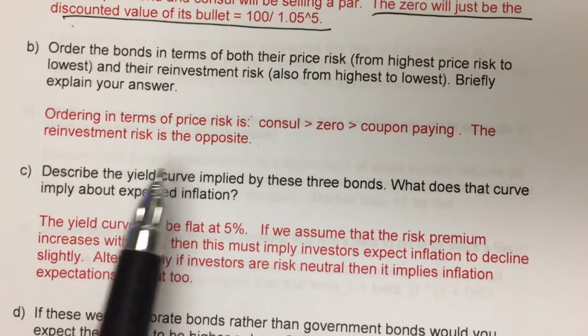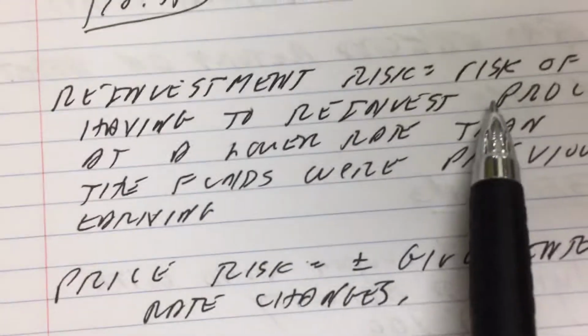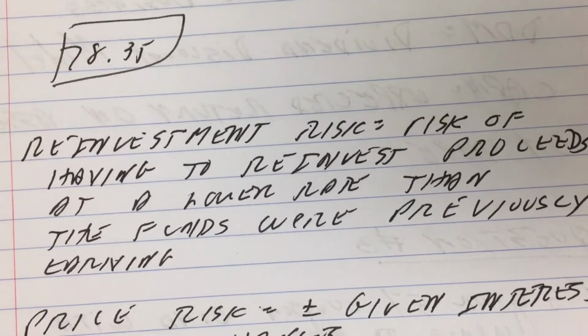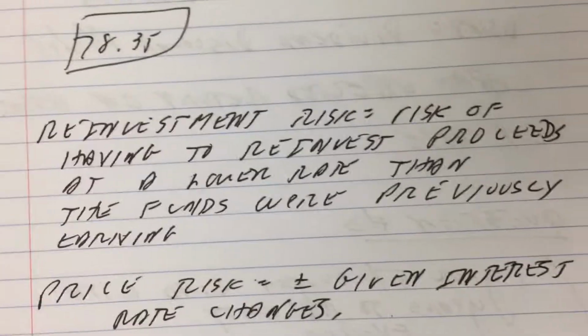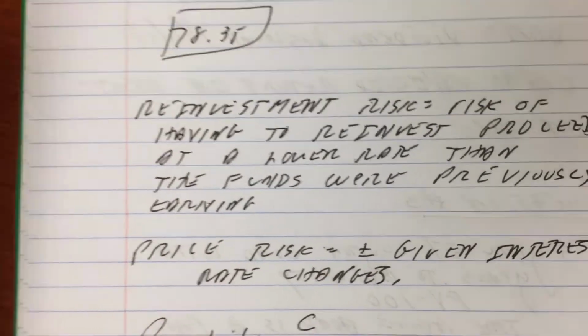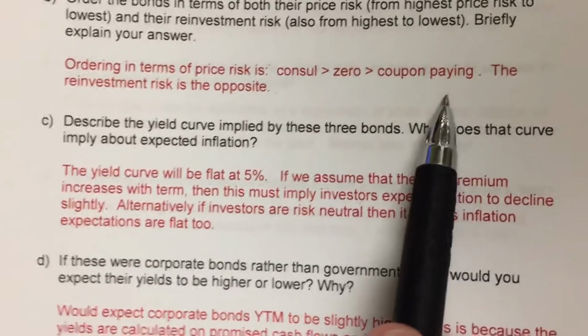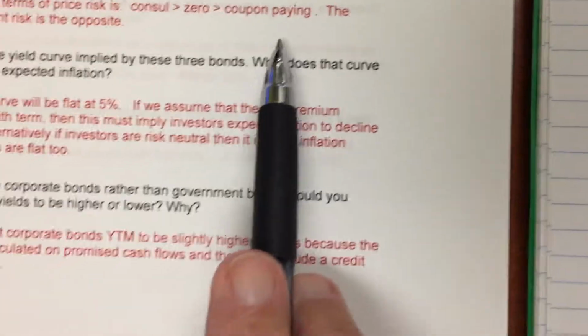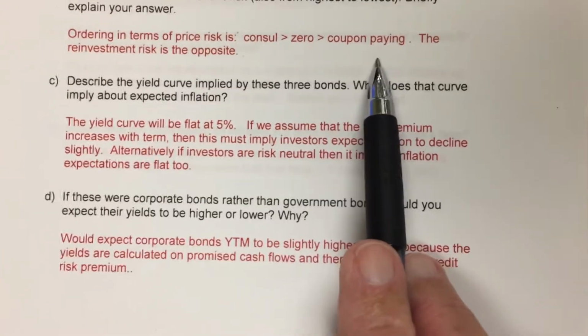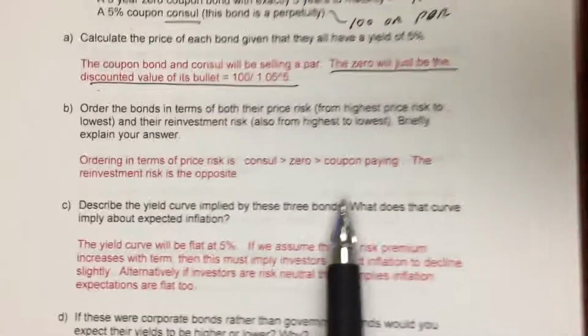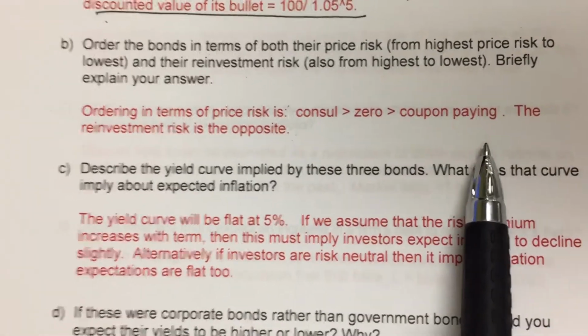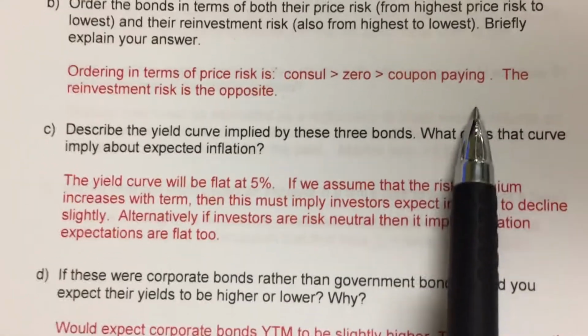The reinvestment risk is defined as the risk of having to reinvest proceeds at a lower rate than the funds which were previously earning. So that's going to be the inverse. It's possible that over time, the coupon for a similar bond may increase or decrease, and we may not get as much next time we reinvest if the coupon rate changes over that 5-year period for similar bonds.